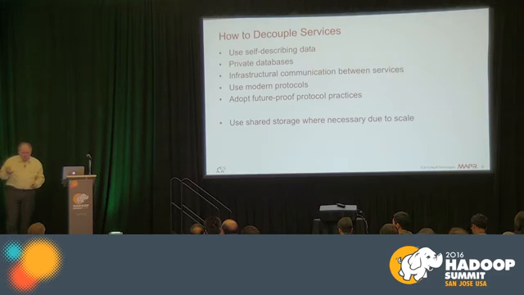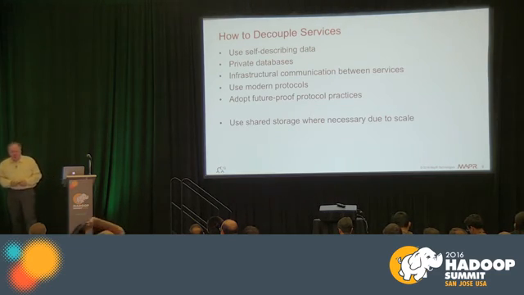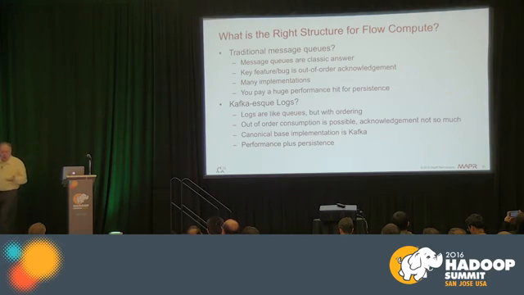So that's one thing to do, is make it infrastructural. Use modern protocols that are future-proofable and adopt those practices that make it so. And then use shared storage. And by shared, I mean multiple people access it, not that it lives in the same infrastructural cluster, where necessary due to scale. So what's the right structure then? Traditional message queues are not.